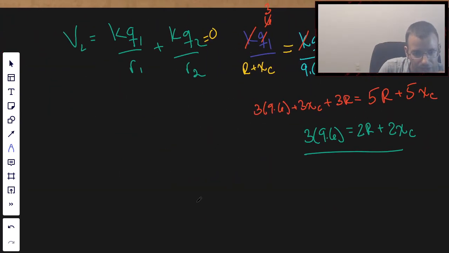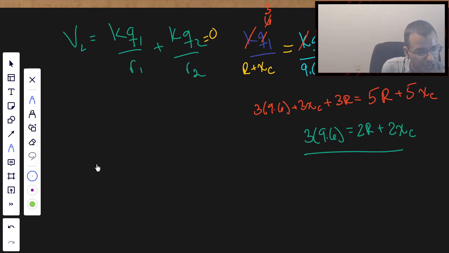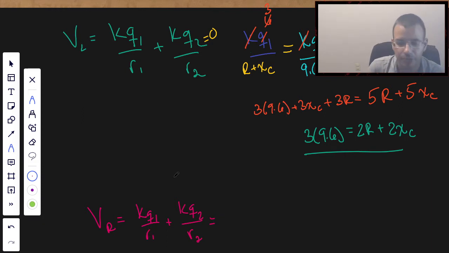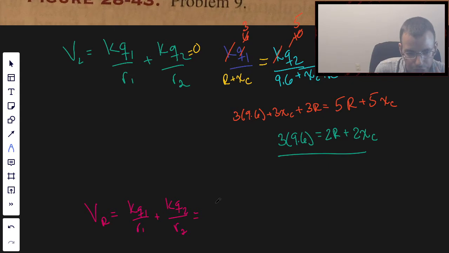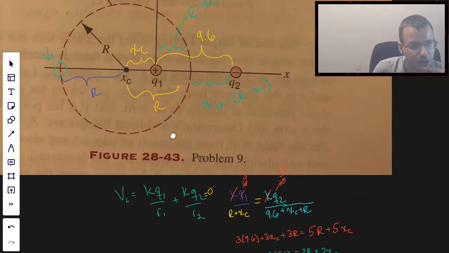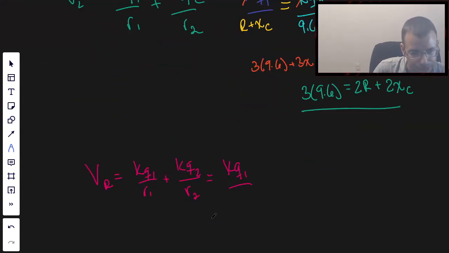So now we're going to do the same thing with VR. So voltage on the right side of our circle. And that's going to be KQ1 over R1 plus KQ2 over R2. And I should probably put in some sort of subscript here to also denote that this is the radius for the right side from VR to R1, but we'll just kind of assume we know what we're doing here. I know. Big assumption. All right, so R1 is now going to be, so to voltage right, which is right there, that is going to be R minus XC. Okay. So I'm going to do R minus XC.